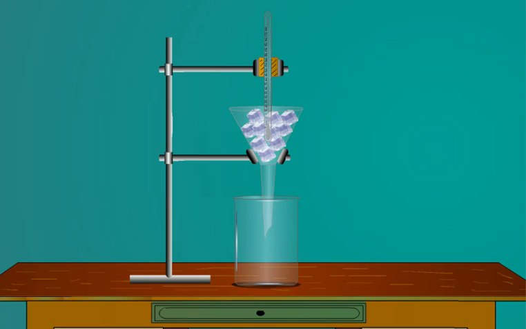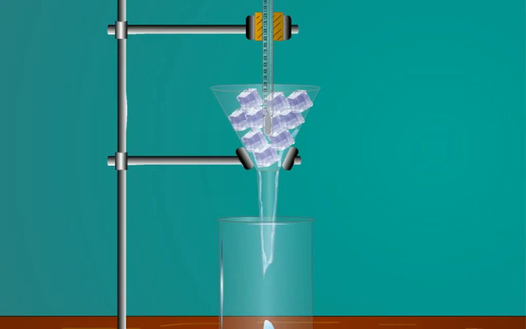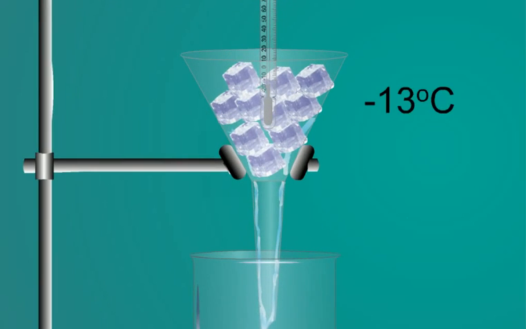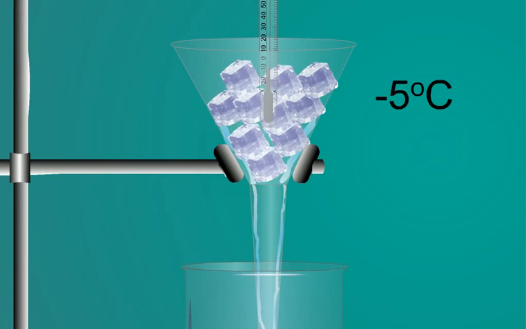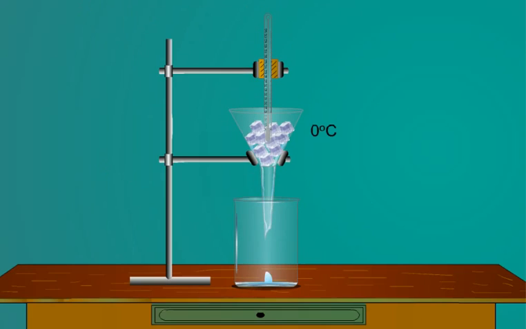The funnel is tightly fitted with the clamp. Now measure the temperature every minute. The thermometer temperature remains fixed as the ice begins to melt for some time. This temperature is the melting point of ice.